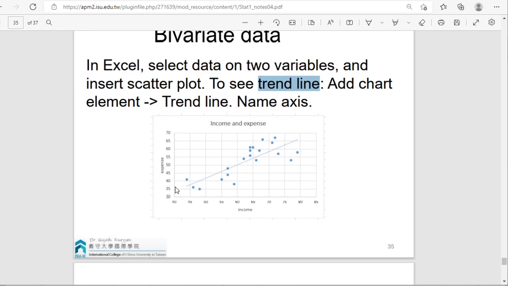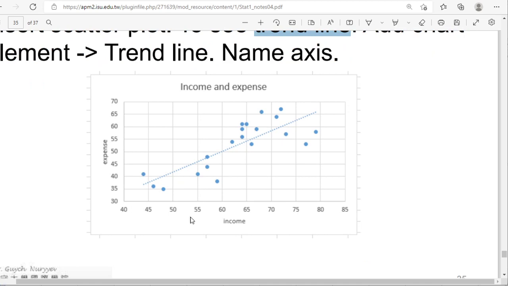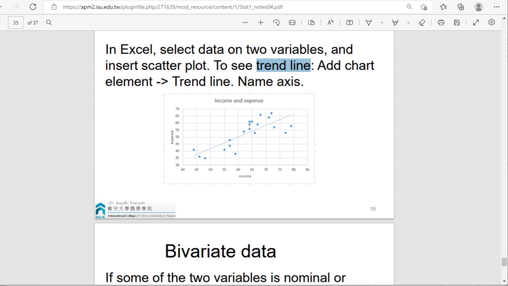In this case, income and expenditure. If your income is greater, you would usually have more expenditure on a lot of different things because you can afford more of those different things. So a positive relationship there.